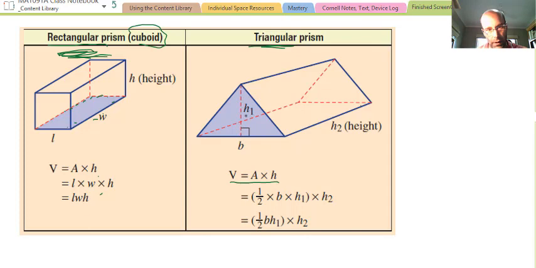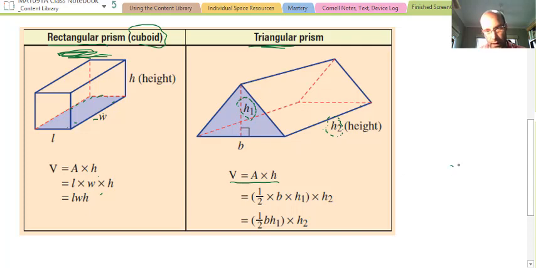Here you might notice that there are two heights, and I've talked about this briefly in previous videos with this shape, because we have seen the triangular prism before. Notice how there's a H1 and a H2. That's deliberate because they are usually different. H1 is the height of the triangle cross section.